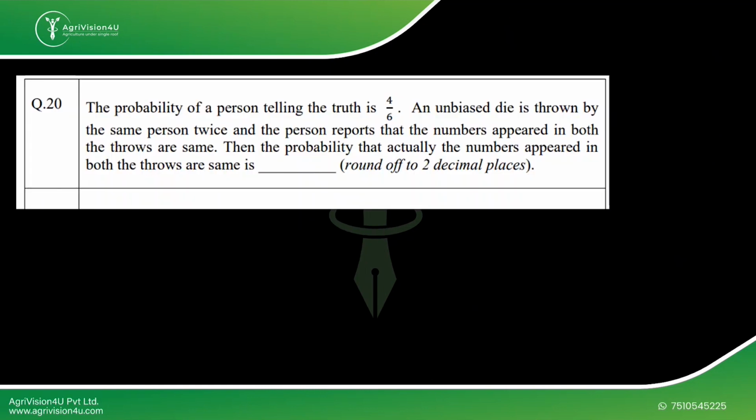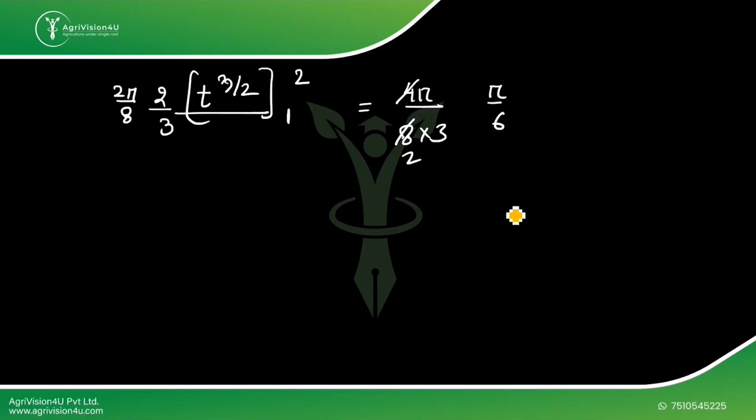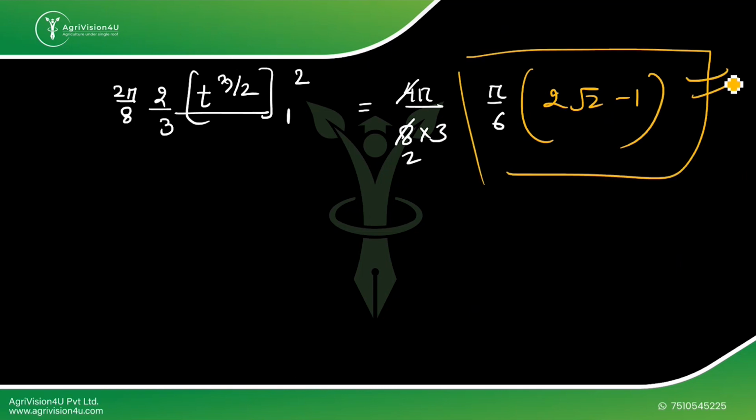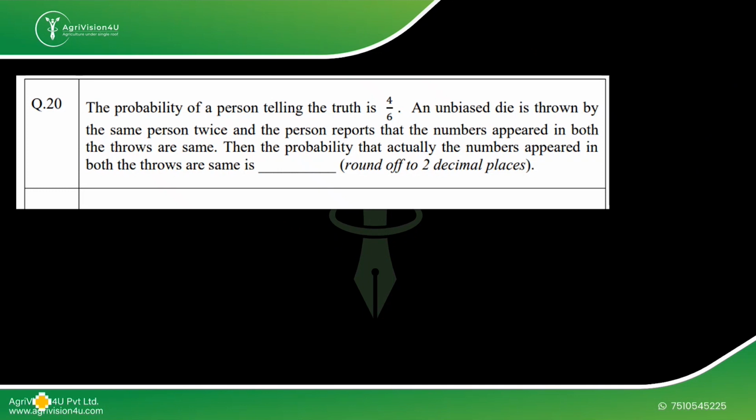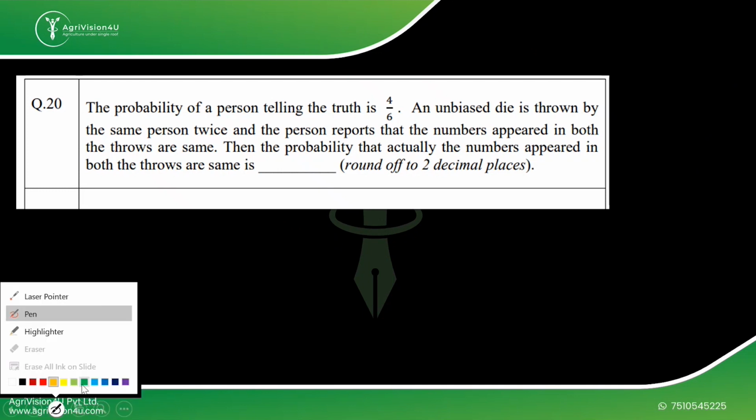So for the sake of understanding, let us solve this. What will you get? You will get 2 under root 2 minus 1. Okay, so this is the answer that you will get. Because if you put it here, what will you get? 2 to the power 3 by 2 minus 1. So what is this? This is 2 under root 2 minus 1, right? So option A is correct for this question. So let's solve this part of this 20th question.